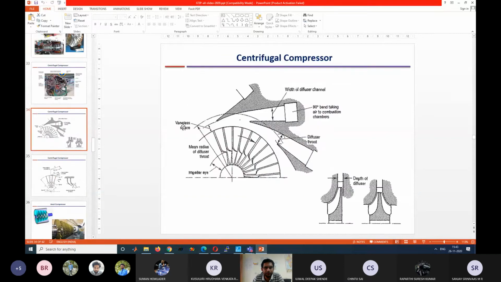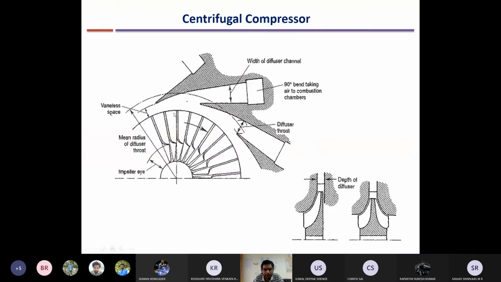So I will keep this open because we will keep on referring to this slide. Okay, because this is very essential for us to understand. In the previous class also we have gone through it. It is very essential for us to understand what is the flow pattern in the centrifugal compressor. Otherwise, we will not be able to solve any problems.